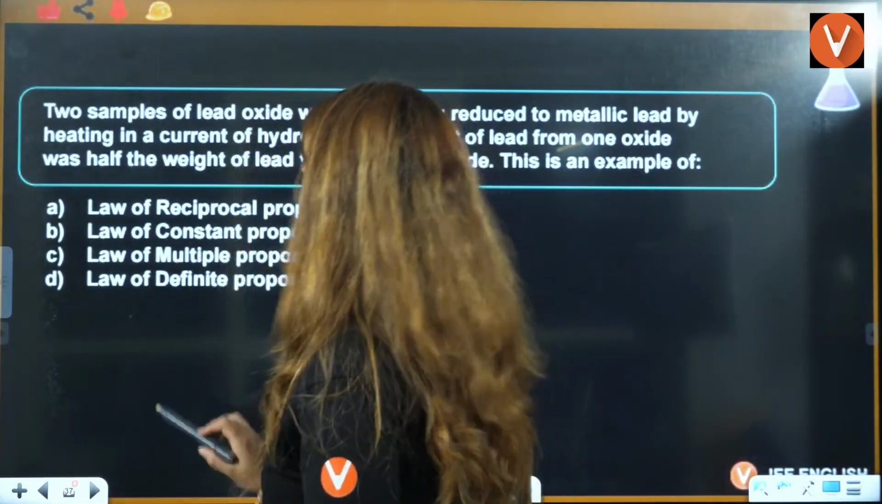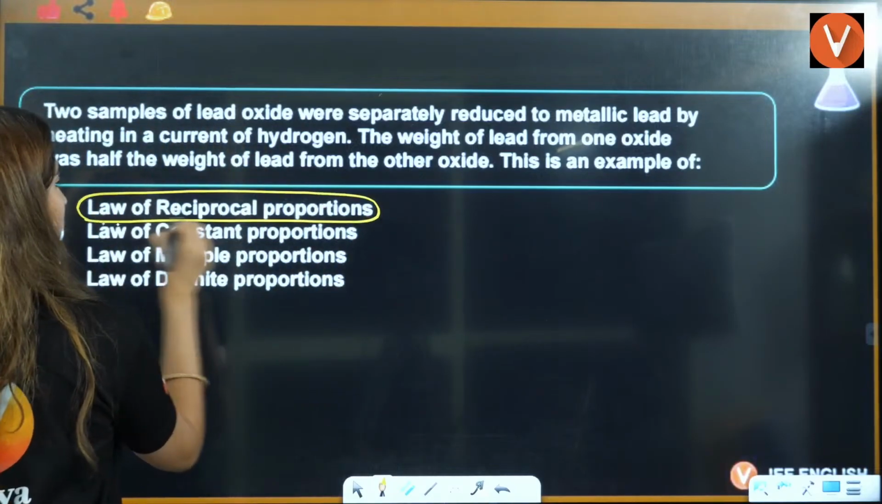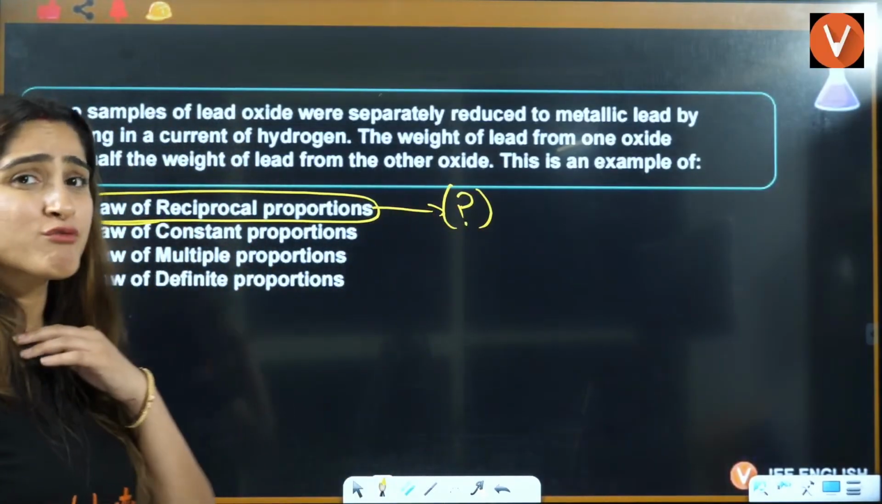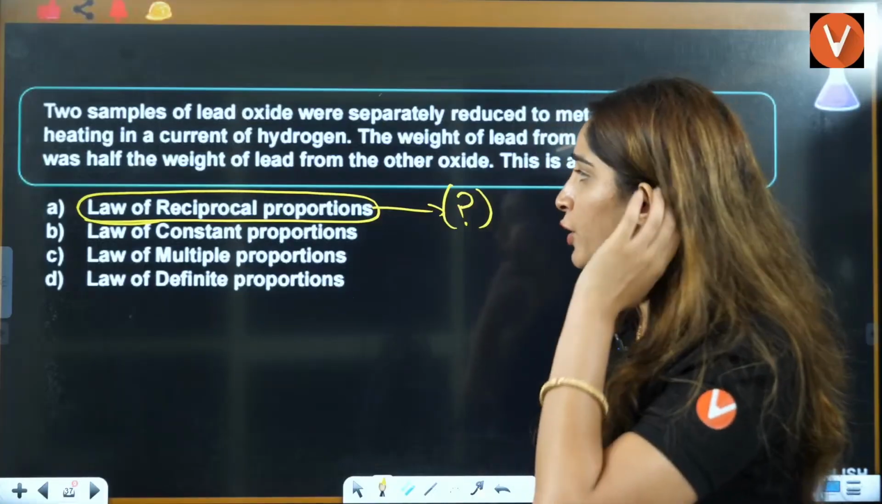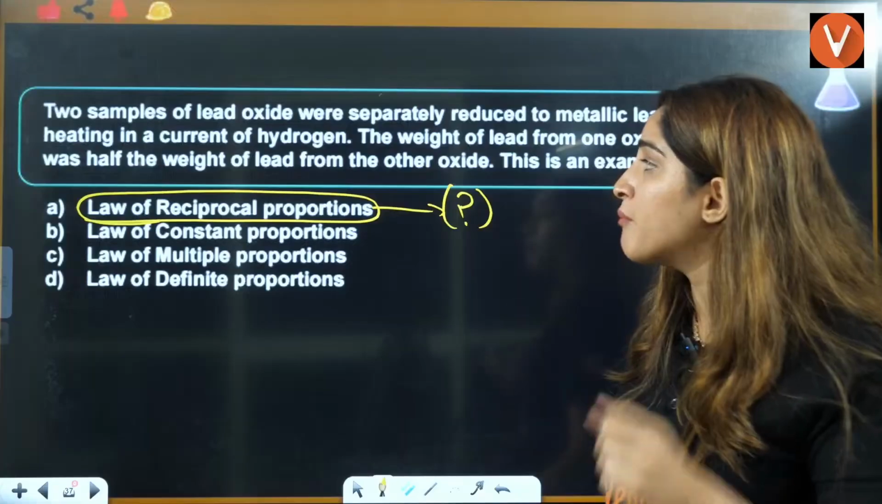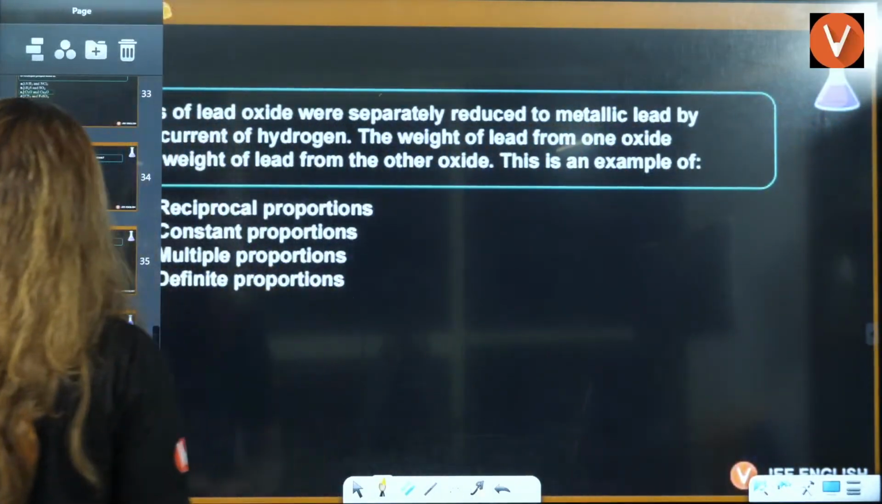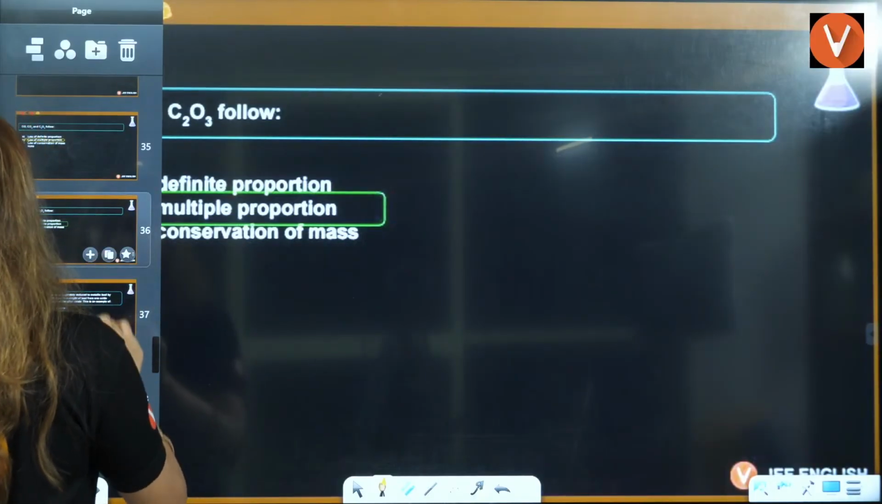Now, this is our surprising law that I was talking about: law of reciprocal proportion. This we have not talked about till now, right? Now we will talk about law of reciprocal proportion. You have understood law of constant, law of multiple, law of definite. But ma'am, what is law of reciprocal proportion? That becomes very, very important for you. So I'll teach you that law.